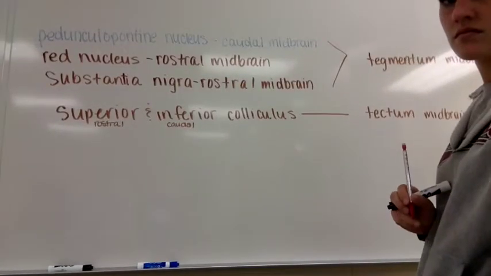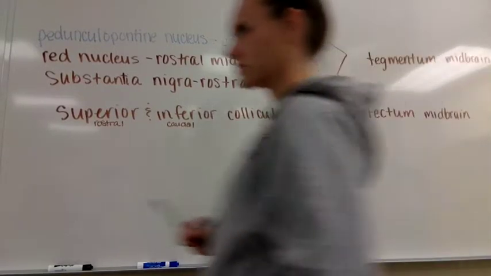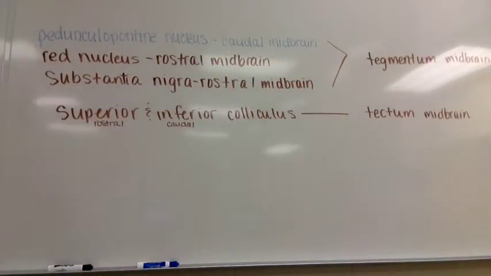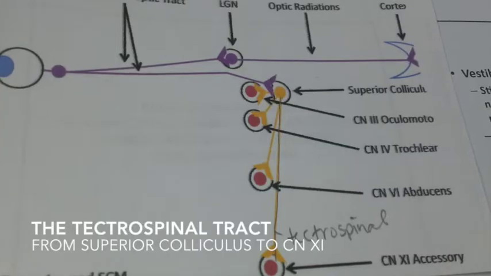You drew part of that tectospinal tract in the drawing where you didn't have a spot for it in the last lecture. And I drew a picture of the visual information coming in and how 10% of it goes down to the superior colliculus, and then from there it's going to those nuclei. But going down to cranial nerve 11, that's the tectospinal tract.